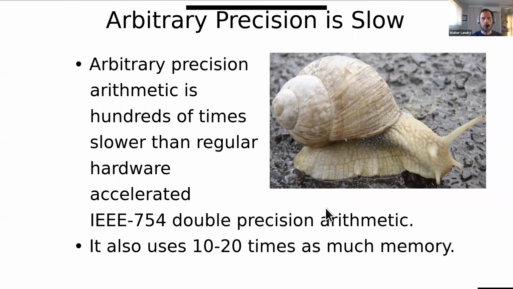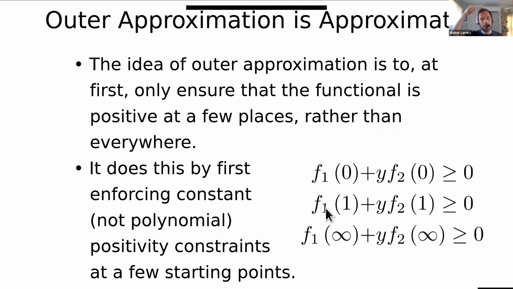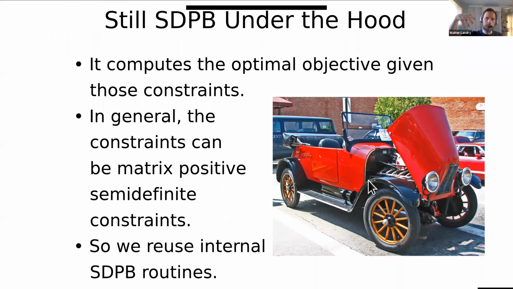Right? So the outer approximation approaches this from a different way. The idea is essentially that, instead of worrying about the functional being positive everywhere, we're only going to ensure it in a few places at first. So you have some constant constraints, not polynomial constraints, at a few starting points. Here I have 0, 1, and infinity. We're just going to enforce that the functions are positive at these 3 points, and then we'll optimize y. So we compute an optimal objective given the setup.